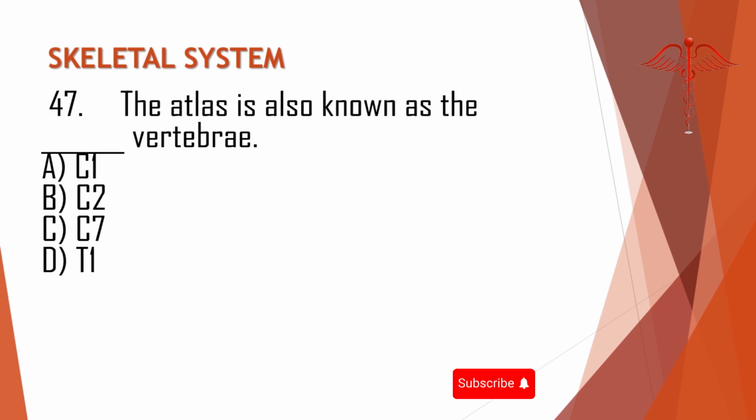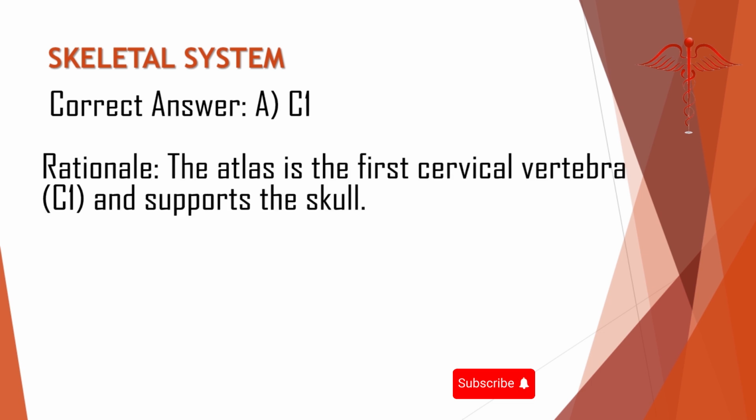47. The atlas is also known as the dash vertebra. A. C1. B. C2. C. C7. D. D1. Correct answer: A. C1. Rationale: the atlas is the first cervical vertebra, C1, and supports the skull.